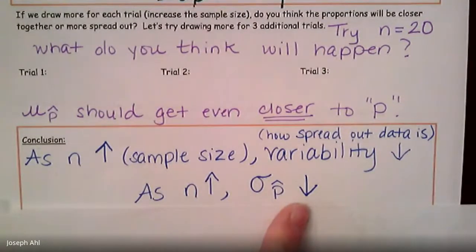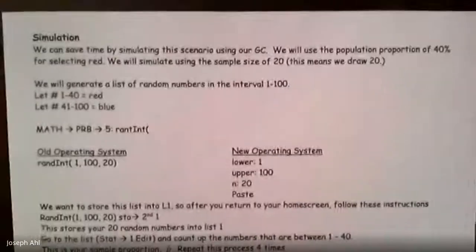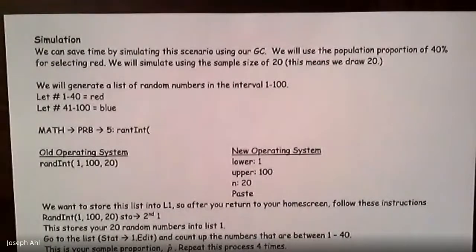We're going to analyze some cases where we can actually, without drawing chips one at a time and doing some recording, as fun as that could be, do a little bit of simulation using the calculator. So if you have a calculator, go ahead and take that out. On the next page, it says we can actually save time by simulating the scenario using the GC. We're going to use a population proportion of 40% for selecting red this time. We'll simulate the sample size of 20, which means we're going to draw 20, and we're going to record how many reds we get.